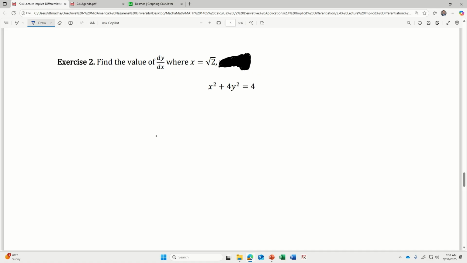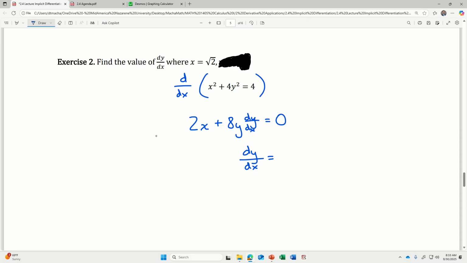If I'm trying to find dy/dx, I need to take the derivative with respect to x of both sides of this equation. And so on the left side, what's the derivative of x squared? 2x. What's the derivative of 4y squared? 8y times dy/dx. Perfect. 8y dy/dx. What's the derivative of 4? 0. So we've done now implicit differentiation. We just got to rearrange this with our algebra skills. Solve for dy/dx.